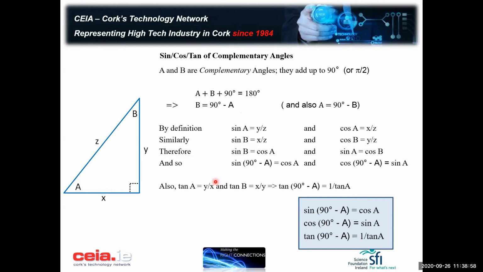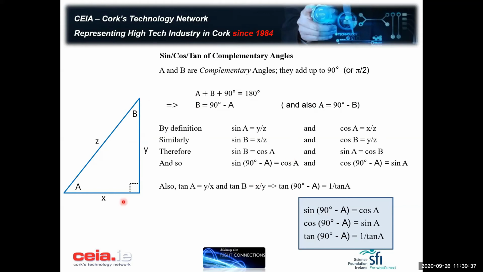Now let's talk about complementary angles. Complementary angles are defined to be two angles which add up to 90 degrees. So inside a right angle triangle, the two acute angles, A and B in this case, are complementary angles. And you can quickly show, because there's a 90-degree angle in there, and all three angles add up to 180 degrees, that those two complementary angles add up to 90. And so you can say that one is 90 degrees minus the other. So B is 90 degrees minus A, or alternatively, A is 90 degrees minus B.